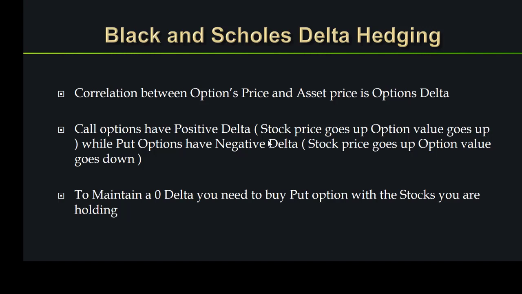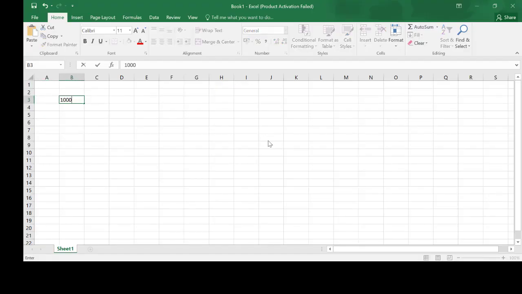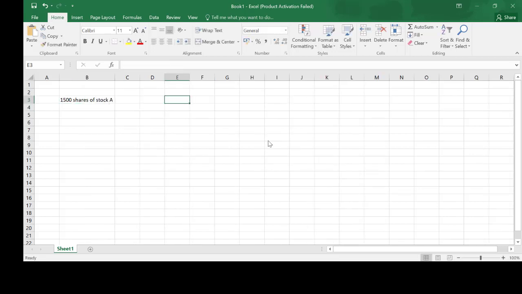I will explain this by an example, so let's look at that example now. Let's say that we have 1,500 shares of a particular stock, stock A, and let's just say that there is a delta of 1, right? So if the stock goes up, that's just fine. And by the way, you have these shares because you foresee that stock A is going to go up in the long term.